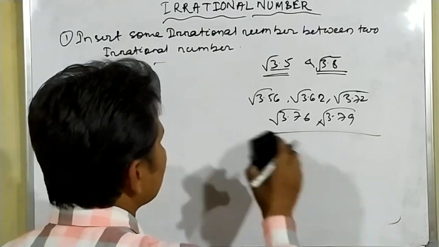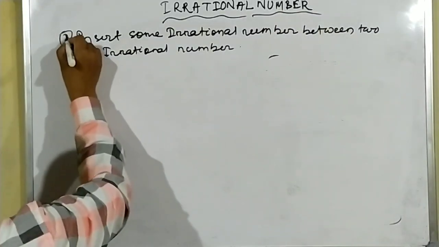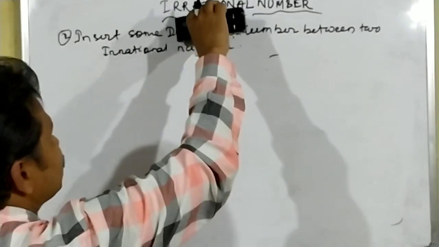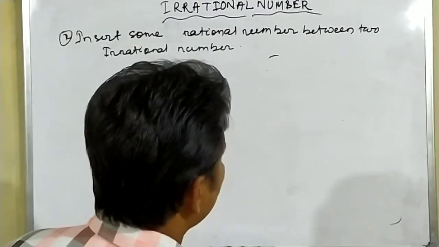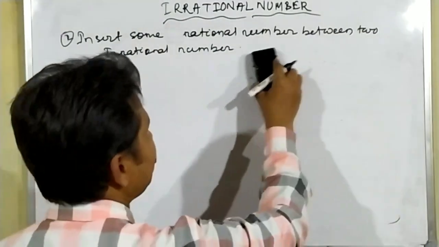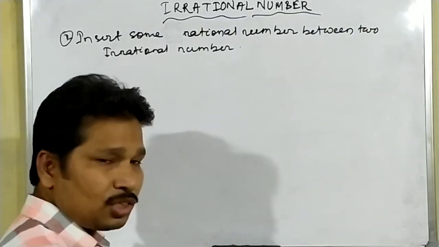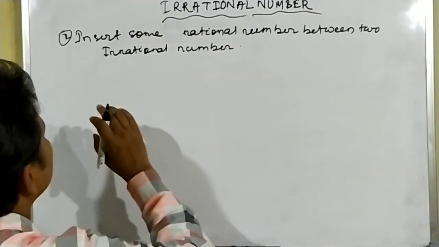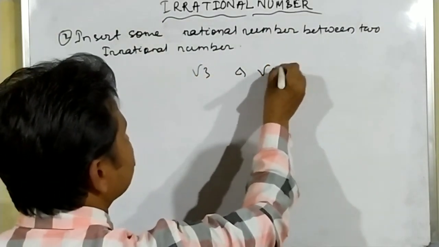Simple things. Okay. So now our second thing is to insert some rational numbers between two irrational numbers. Okay. So this is a very important thing: how we will insert some rational numbers between two irrational numbers. Suppose we take root 3 and root 5.